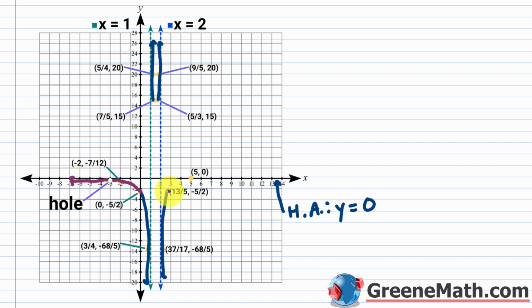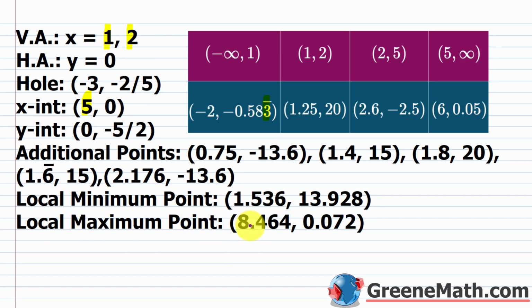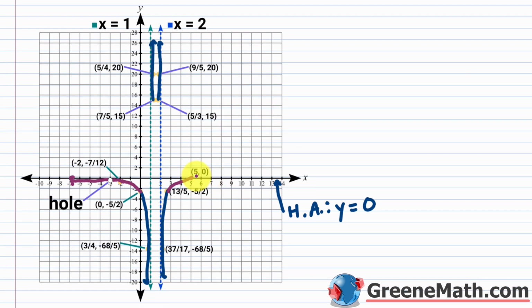This one right here, again, this is going to come up like this. We're going to cross through that 5 comma 0. And what's going to happen is, let me go back. You see how it says local maximum point 8.464 comma 0.072? What that's telling you is that this guy is going to be increasing until you get to about right there. And then it's going to start coming back down and approaching that x-axis or the line y = 0.